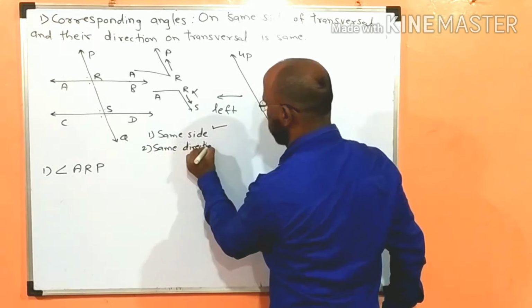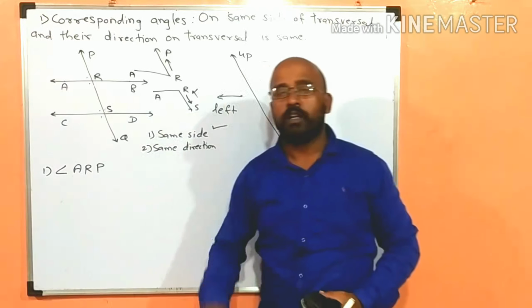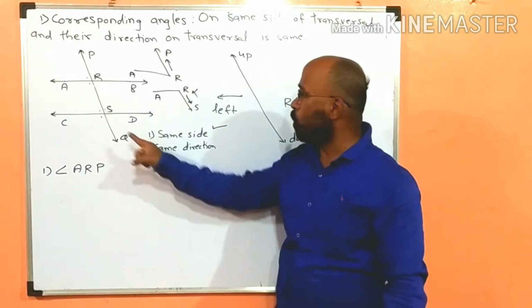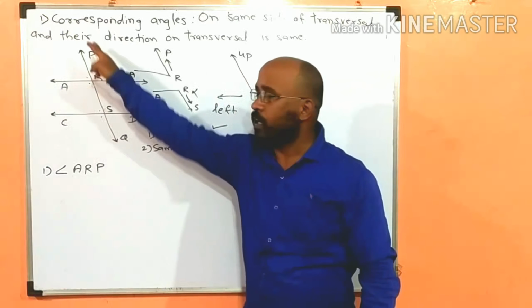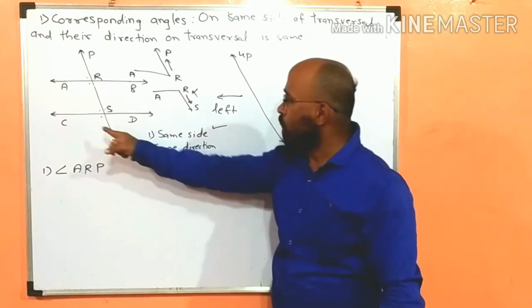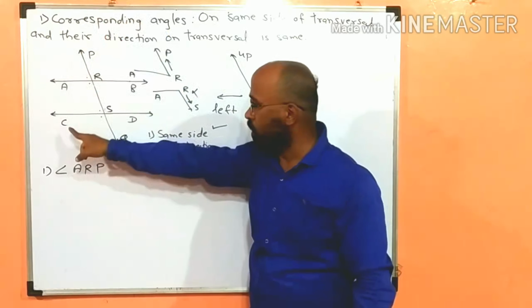Second is same direction. Students, both of the things, side and direction, we have to see with respect to the transversal only. So CSP is on the same side as ARP. Now let us see the direction of CSP on the transversal.